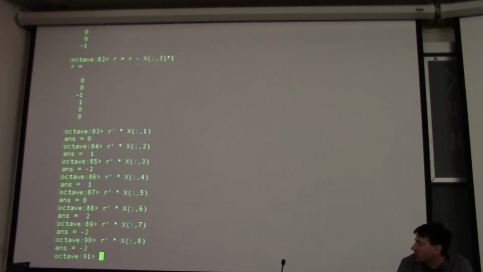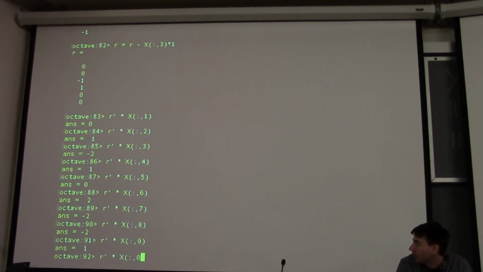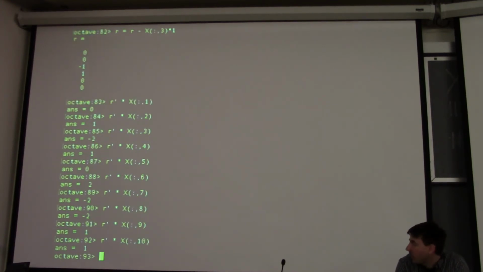7 is also 2. 8. 9, 10. Okay, so what happens now? I've got a tie. Well, I'm not going to pick column 3 because I just picked that one, and that really didn't do anything. I didn't really explain anything. Let's try, which one should we try? Let's look at some of these columns.